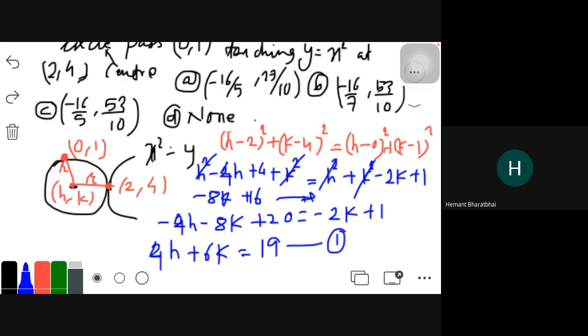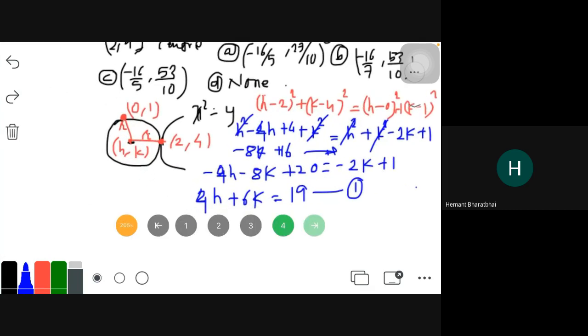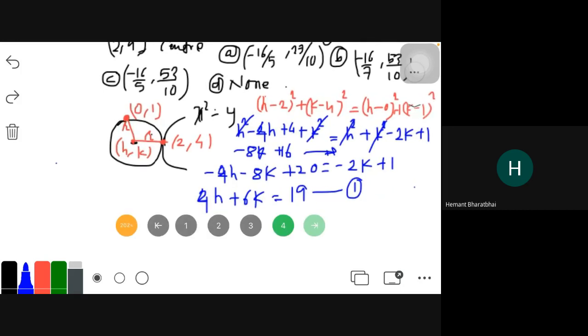This is one equation. You require at least two equations. Why? Because there are two unknowns. You need to find out the center. So the center is h comma k, two unknowns. Math says two equations. So from where are you going to get the other equation? How can I get the other equation?